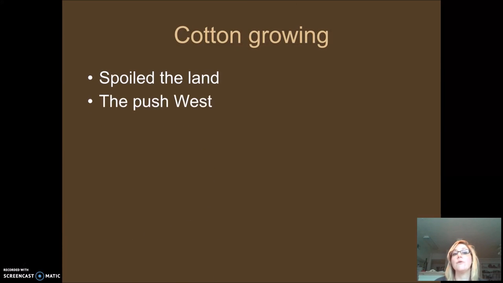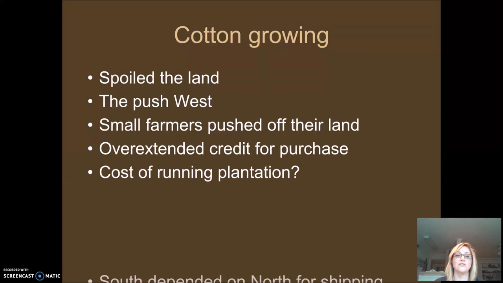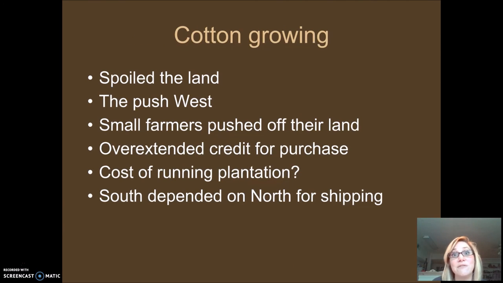So, cotton growing spoiled the land, so they had to continue to push further and further west, and you know what that means. Not just small farmers being pushed off their lands, but also Native Americans will continuously be pushed further and further west into a reservation system. And remember, at any moment, things could go wrong. They overextended their credit. And when you overextend credit, you're over-speculating. And what do I say? Every panic has been caused by speculation. So this overextension of credit will lead to over-speculation of land and crops and cotton. And eventually, what do you think is coming?